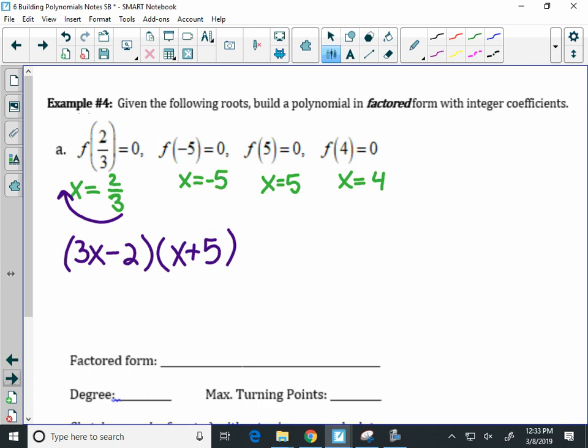X plus 5. And what about for +5? X minus 5. And the factor for 4? X minus 4. You could put that on the line, or I had it floating in space there. And that's your factored form.